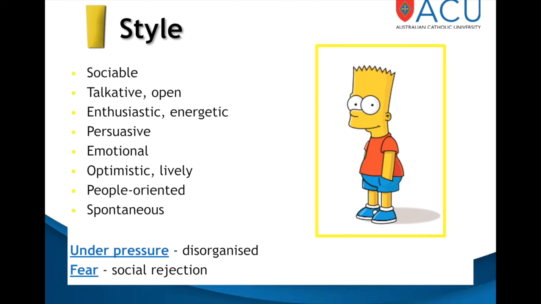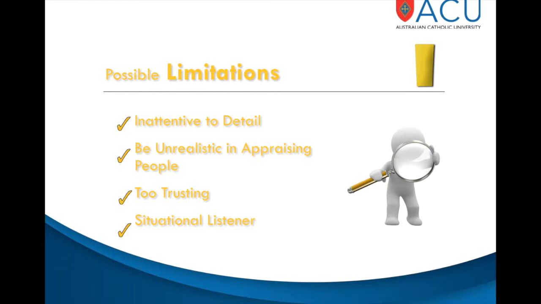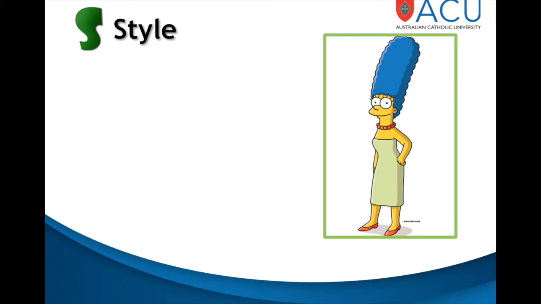So sociable, talkative, enthusiastic, and like I said, you'll be able to hear a high I style first before you can see them. Under pressure can look a little bit disorganized, and fear of social rejection. So possible limitations of an I: inattention to detail, can be unrealistic in appraising people, too trusting, situational listener, many friends, a lack of detail.